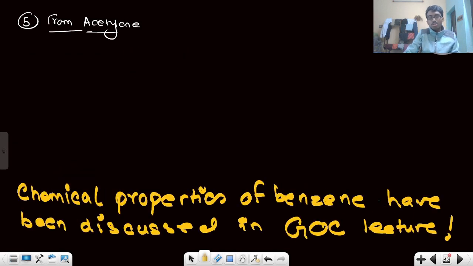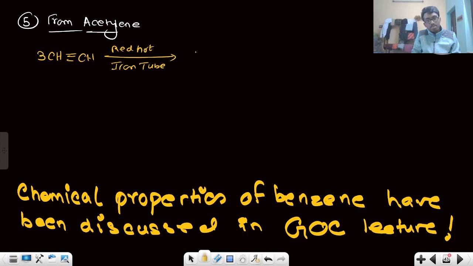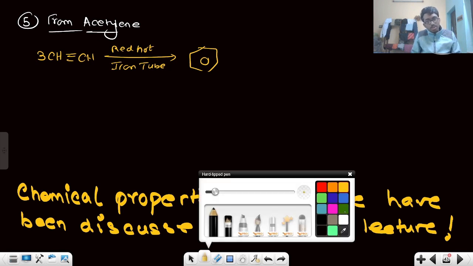Another source is acetylene. The last source, acetylene. This I have already shown you, still I am showing you again. 3 CH≡CH in presence of a red hot iron tube gives benzene. Clear.